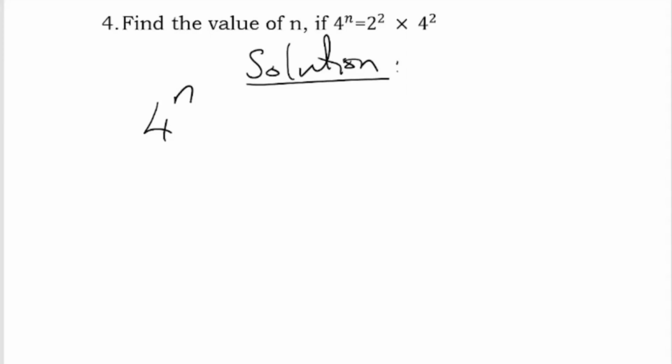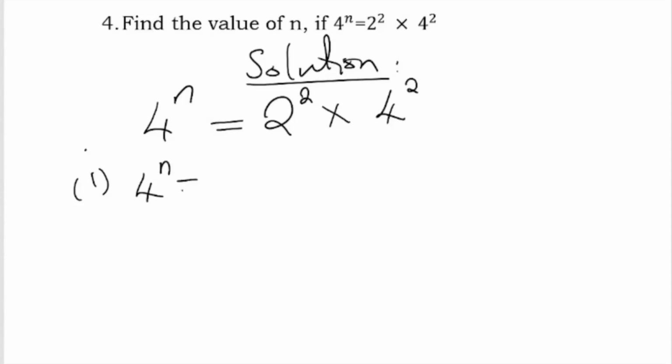4 raised to the power n is equal to 2 to the power 2 multiplied by 4 to the power 2. There are a number of ways that we can solve this one, and I'm going to show all the 3 ways. Let's start with the first one here. The first one is that we are saying, okay, 4 raised to the power n is equal to 2 raised to the power 2 multiplied by 4 raised to the power 2.